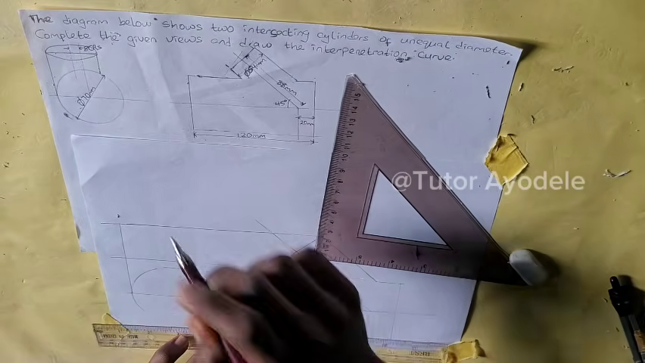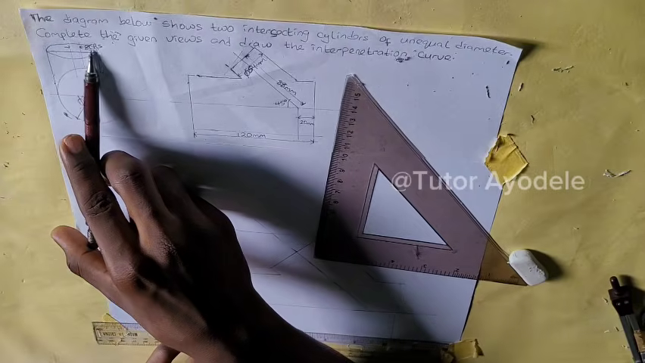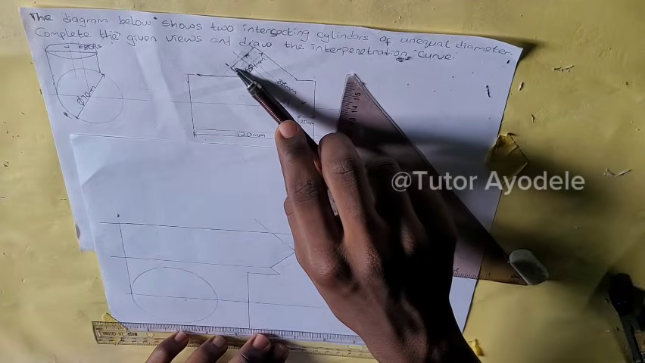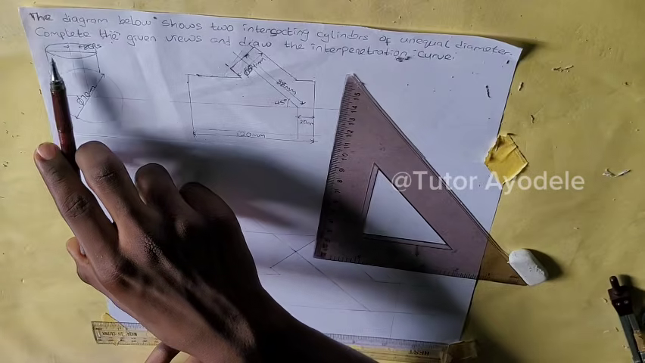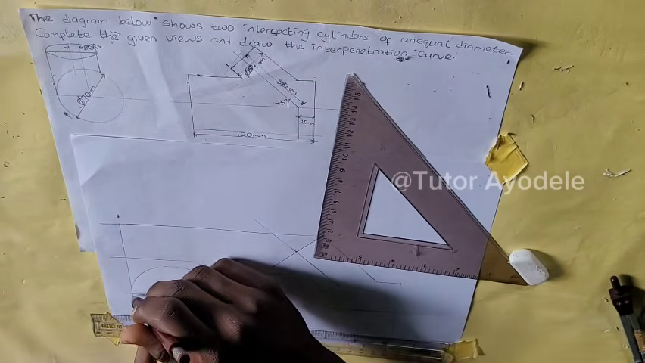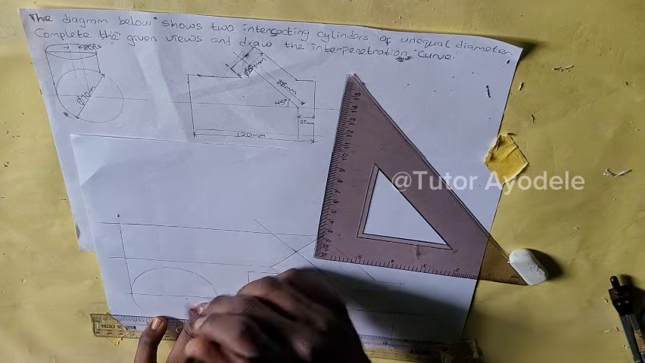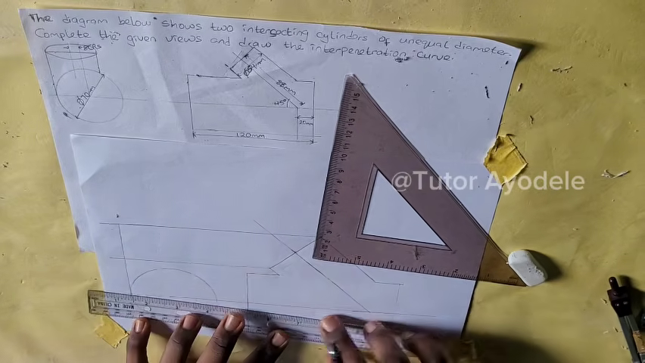And then for the second one, I'm going to measure the length of this point. The length from here to here is the same thing as the distance from here to here, which is 54 millimeters. So the length of this line is 54 millimeters. I'm going to measure 54 millimeters on this line, and I'm going to draw a line upwards.